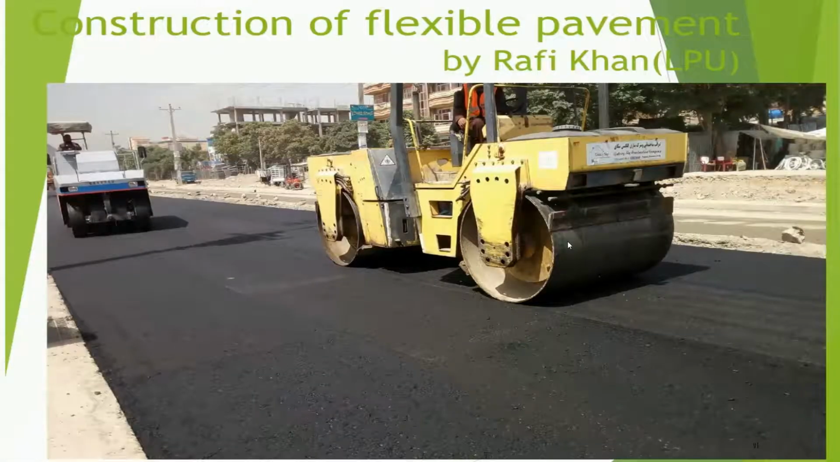So friends, you can see this picture, and here are the various machinery and machines that we are using for the construction of the flexible pavement. The material used for this construction is bitumen, and here we are doing the compaction of the road with the help of these machines.